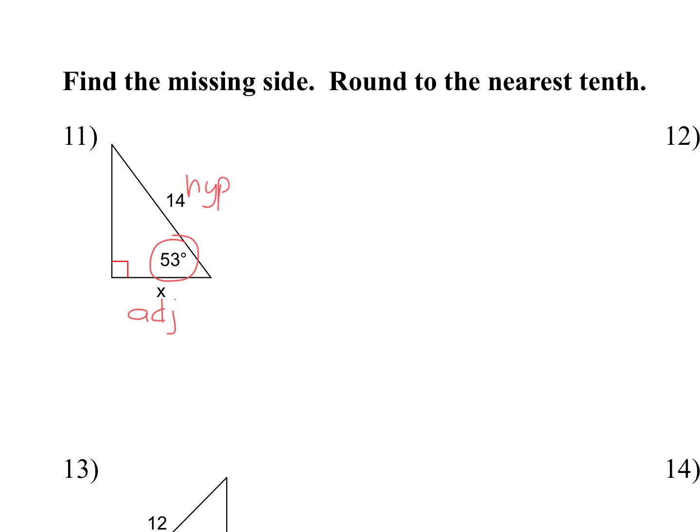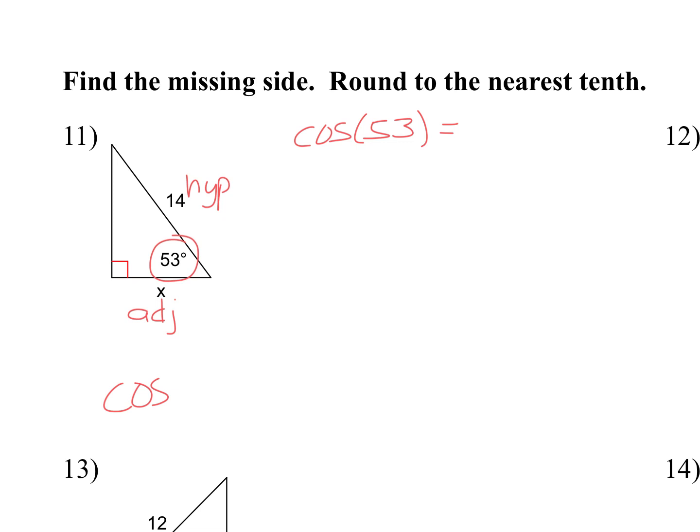Now we have to pick our trig ratio. Which trig ratio has adjacent and hypotenuse? It is cosine, or you can think which one has AH. Okay, so it's cosine. Now we have to write the equation. You always want the trig first with its angle. So cosine of the angle equals, well, what does cosine equal? Adjacent over hypotenuse. So we're going to do the same thing.